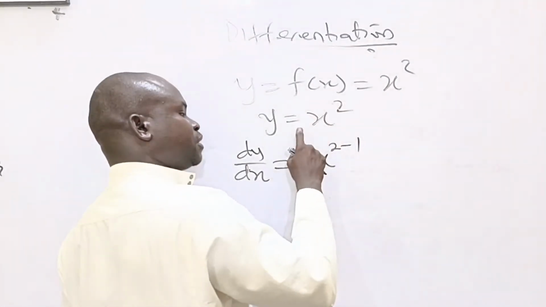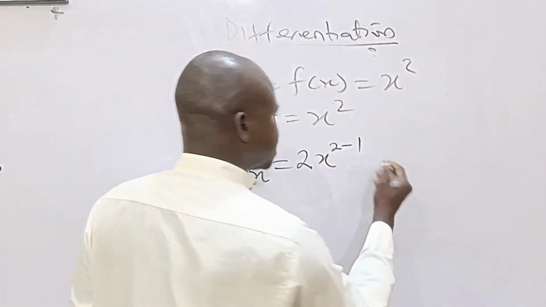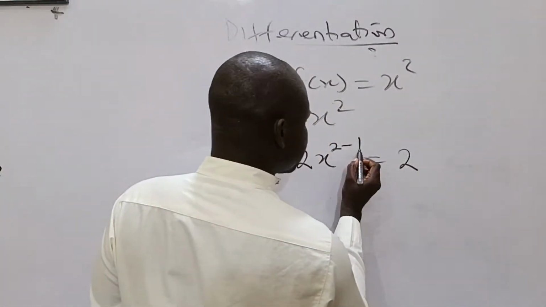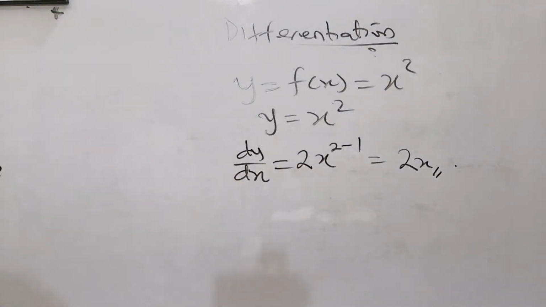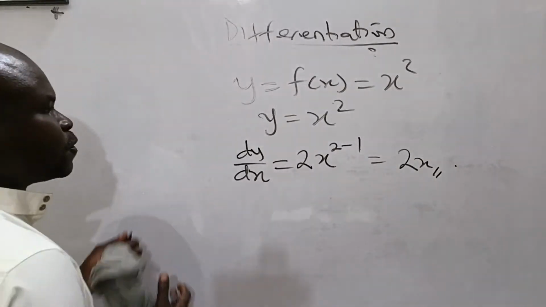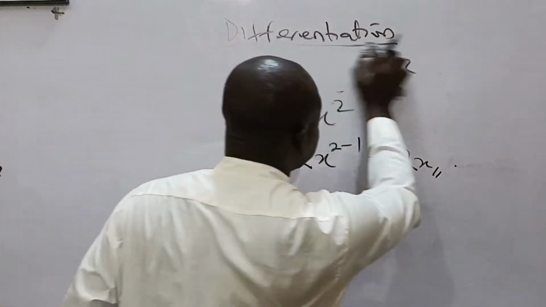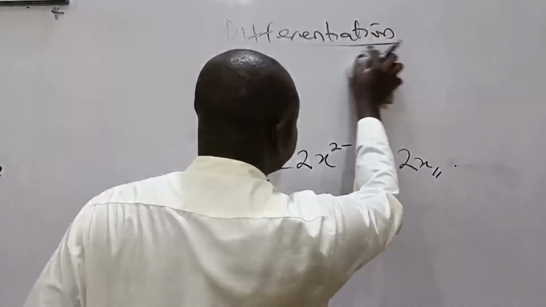Bring the power down here, use it to multiply what you have, and subtract 1 from the power. At the end of the day, I will have 2, and 2 minus 1 is 1, so x raised to power 1. That will be 2x. That's how to differentiate. So if you have to differentiate, just go straight and get your answer. You don't need to go through the first principle. We went through the first principle because the question says differentiate from the first principle.